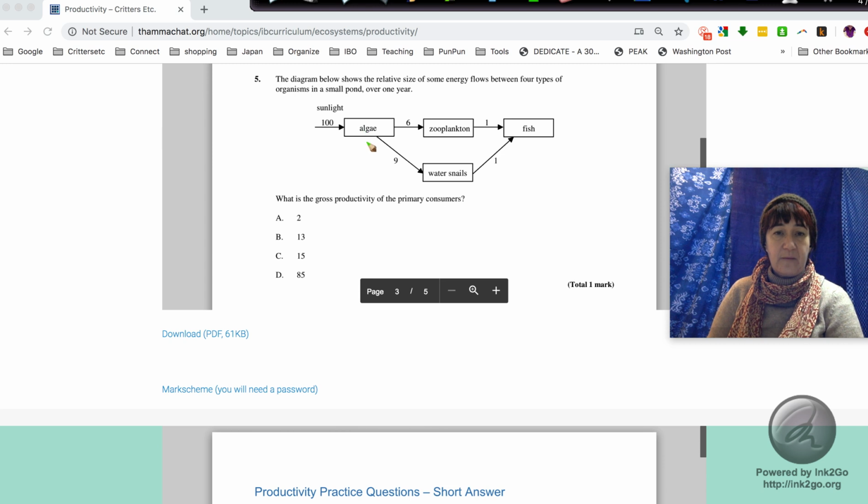So the gross productivity of the primary consumers. So these are our primary consumers. Remember I showed you the symbol for how you would write primary, and this is secondary here. The fish are our secondary consumers. So we're only looking at these ones.